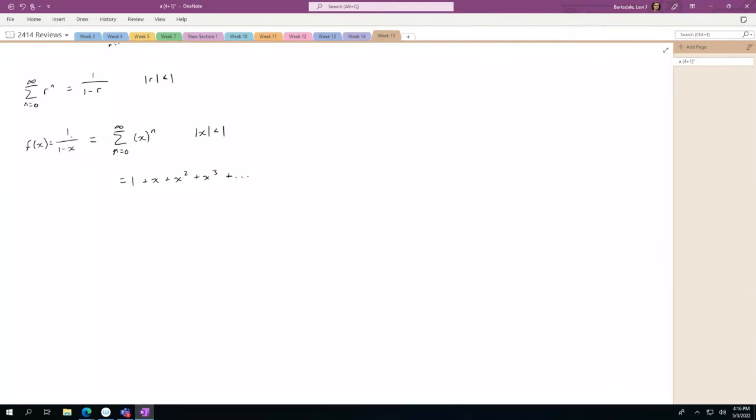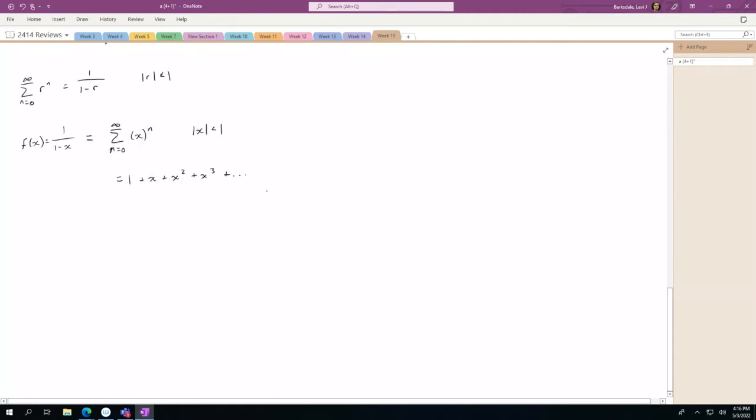And as it turns out, we can actually come up with a power series representation that is a polynomial for a lot of different functions. We can come up with them for exponentials. We can come up with them for trig functions. We can come up with them for pretty much any function that you can think of, provided you can take its derivative.